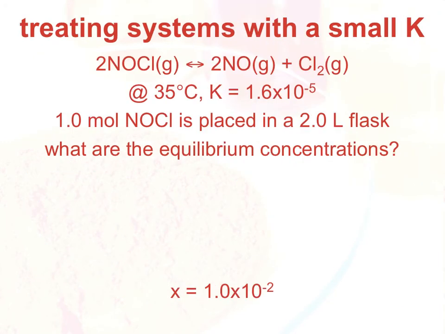Okay, so in this case, guys, we're going to look at treating systems with very small k values. So in this situation, we've been given a balanced equation. We've been given an equilibrium constant, and we've been told what our initial concentrations of our reactants are. Okay, and basically they want us to calculate what the equilibrium concentrations are. So the first thing that we need to go ahead and do is set up our ICE table.